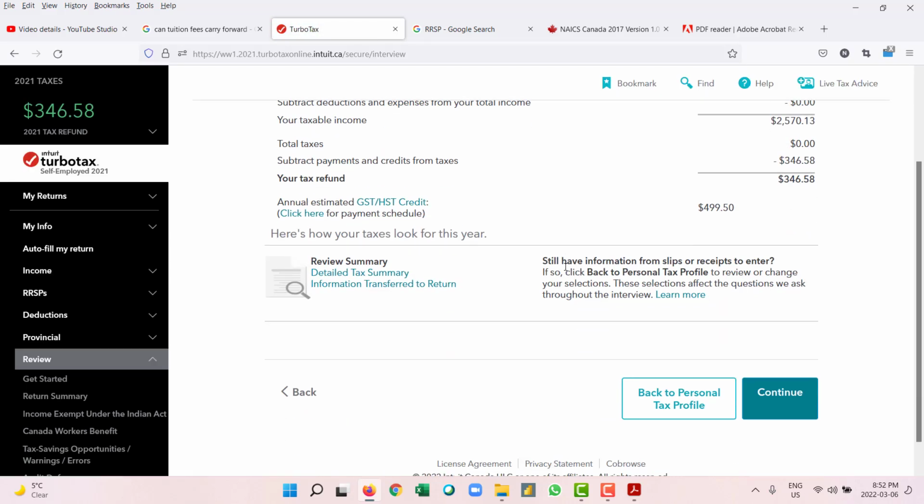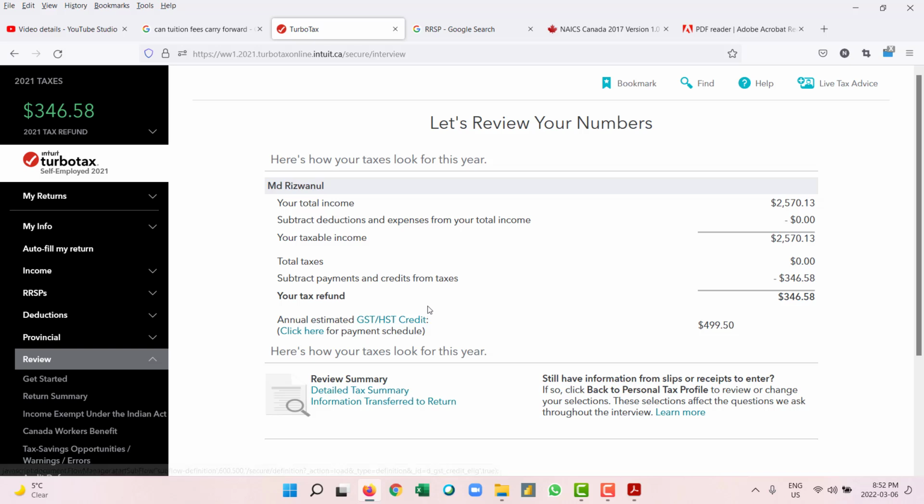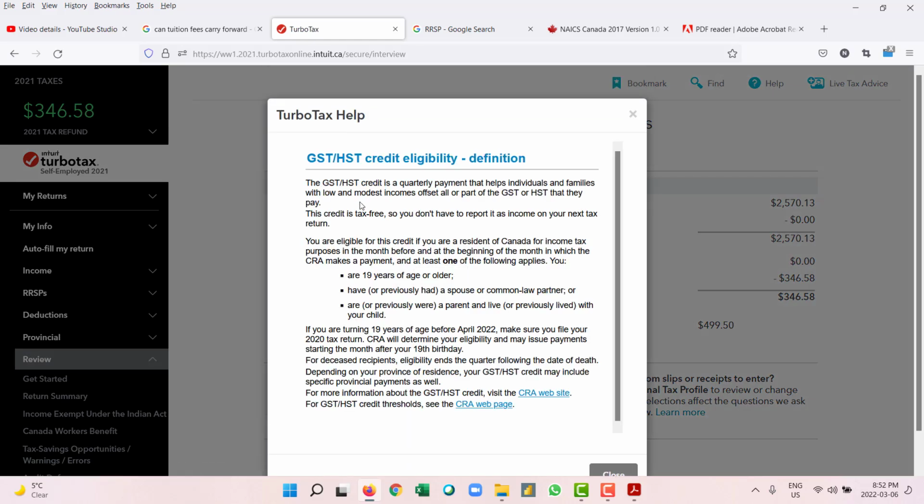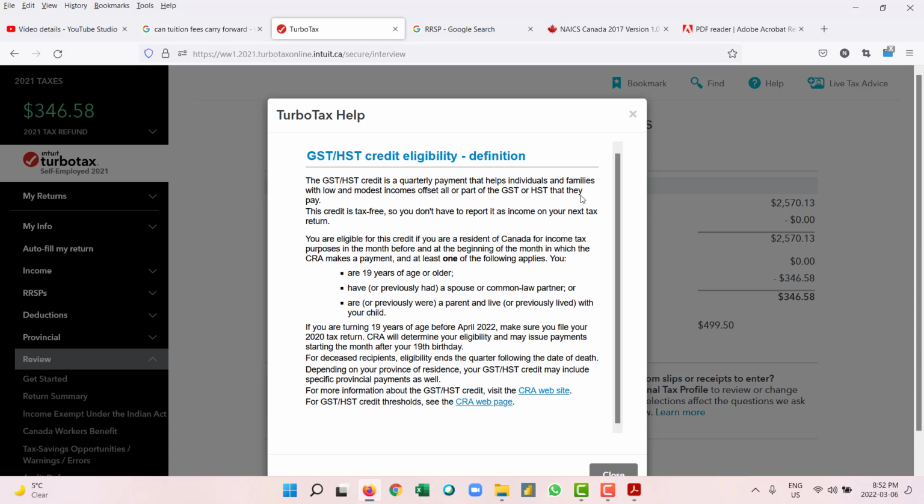You can claim the GST/HST credit. Actually, I made a video, probably I deleted that video, but it's very useful on how you can claim the GST credit if you have a very low income. I had a low income in 2021, so actually, I can ask for the GST credit. This quarterly payment helps individuals with low income.